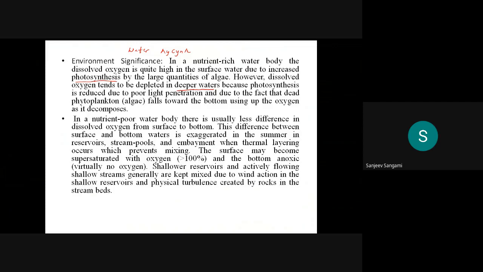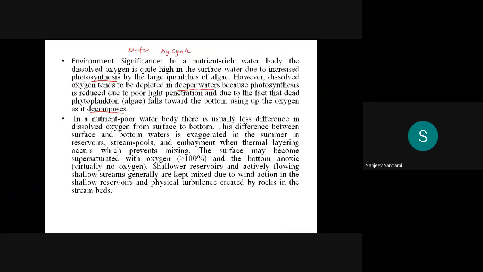The best example: some of the dead phytoplankton fall towards the bottom, using up the oxygen as they decompose. Once the decomposition is happening, if you are getting any smell in any of the rivers or ponds, you can assume that the DO is decreasing in that body. So in a nutrient-poor water body, there is usually less difference in the dissolved oxygen from the surface to the bottom.